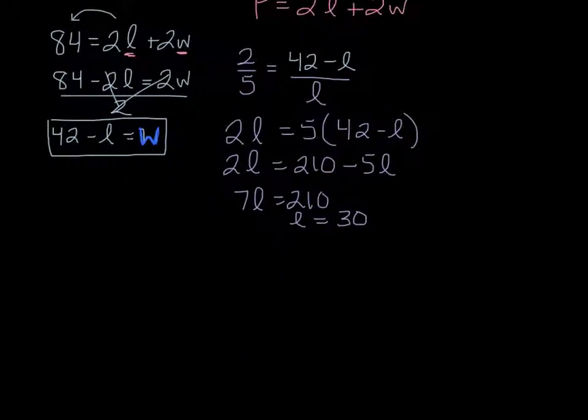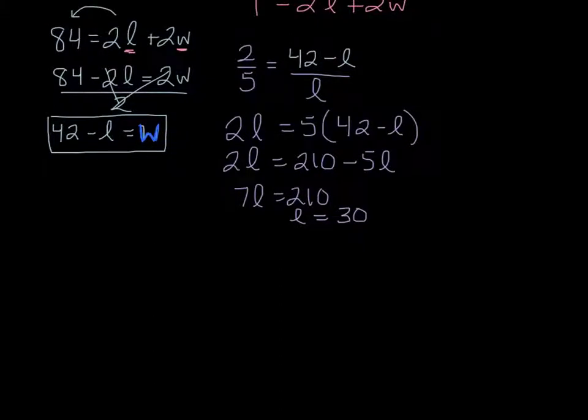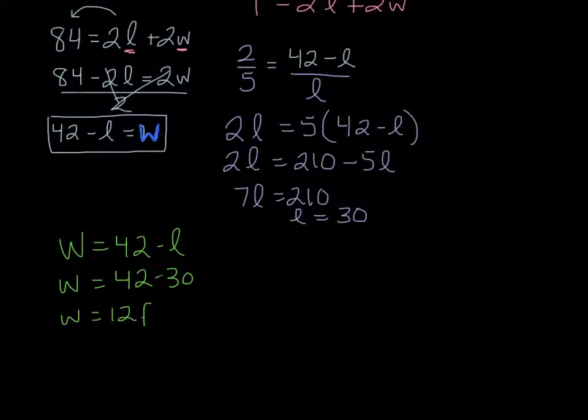So if L is equal to 30, I can take this equation here, take the 30, plug it in right here. I can say then that the width is equal to 42 minus L. The width is equal to 42 minus 30, and then the width is equal to 12 feet. So I've got 30 feet long, 12 feet wide.